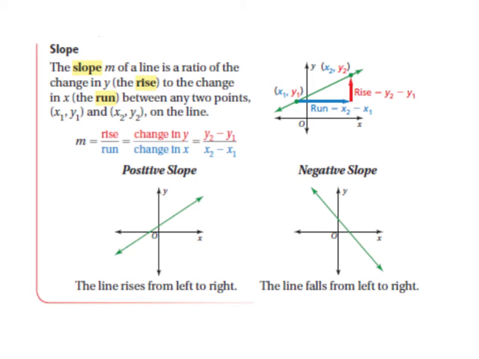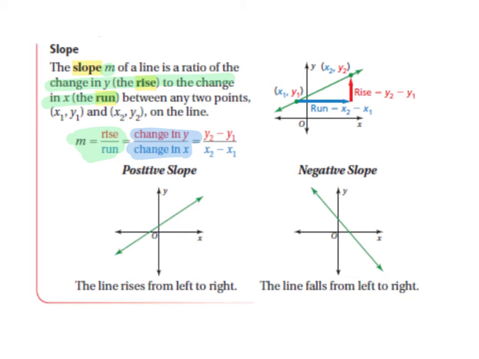So let's start with a review of the definitions. The slope of a line, which is usually m, is the change in y to the change in x. So when you are on a graph, you're going to use rise over run. When you are on a table, you're going to use the change in y over the change in x.